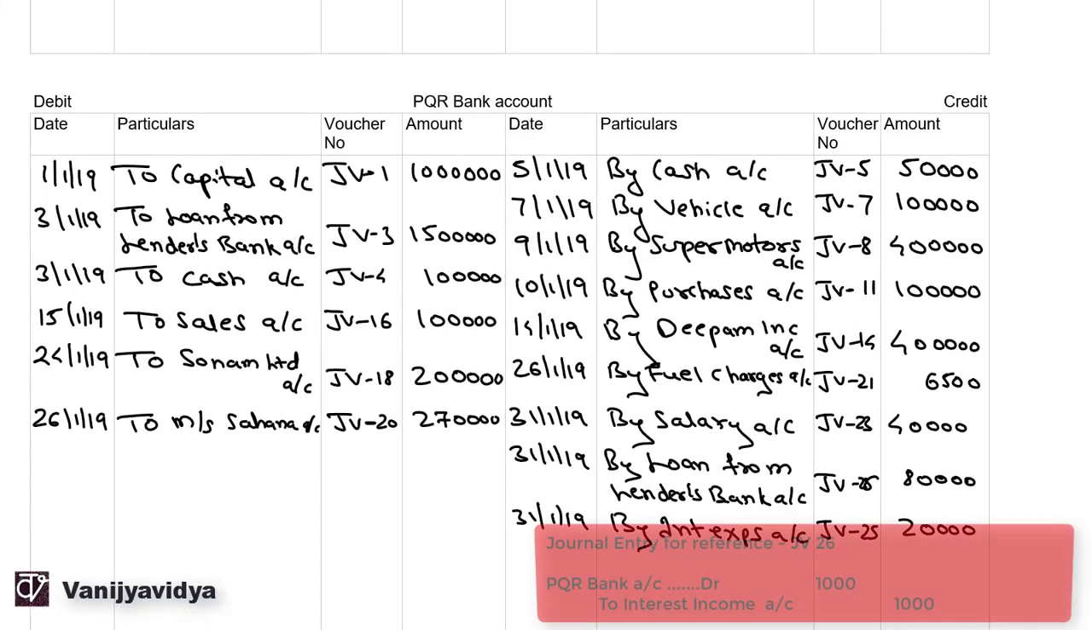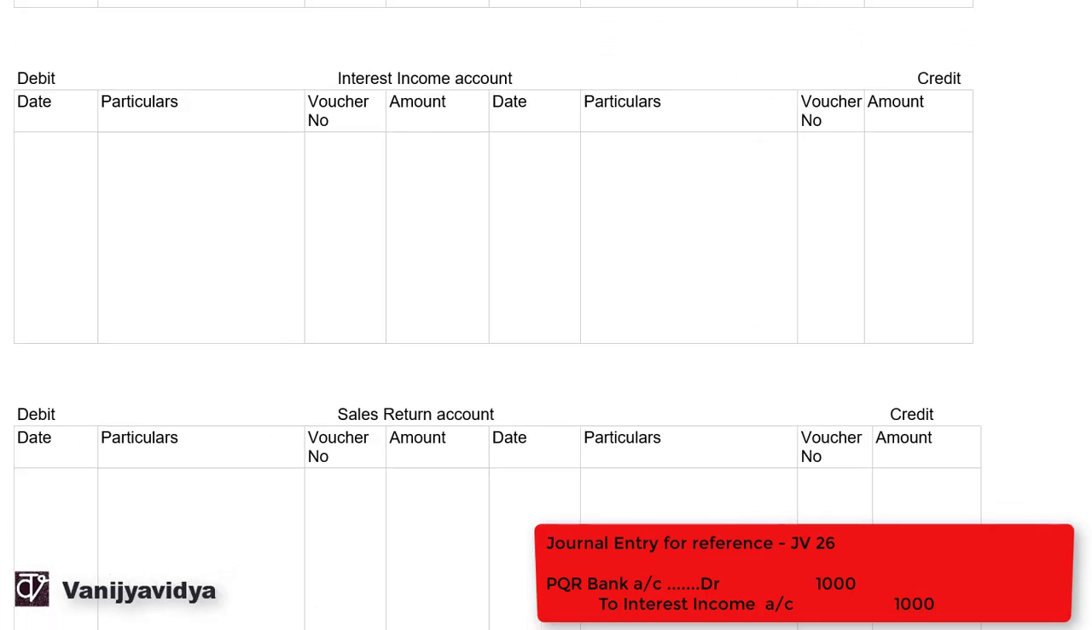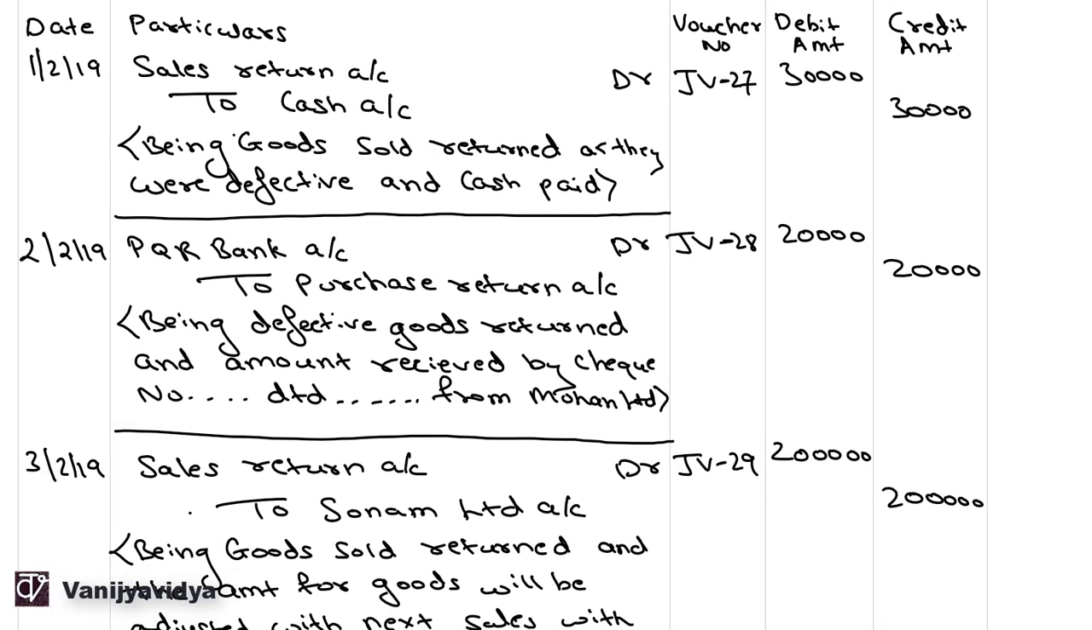On the debit side of PQR bank account 31st Jan 2019 to interest income account JV26 1000. Interest income account credit side 31st Jan 2019 by PQR bank account JV26 amount is 1000. Now let's see the next journal entry.